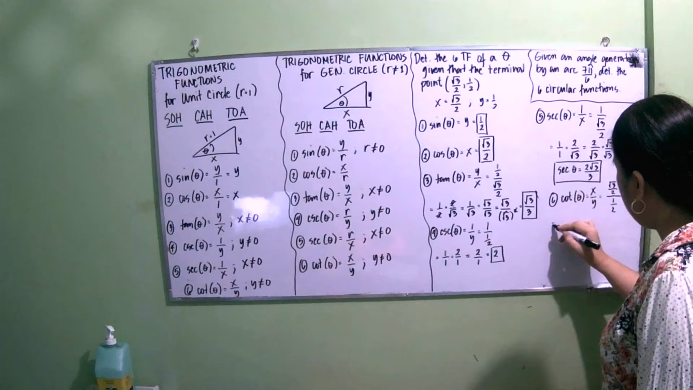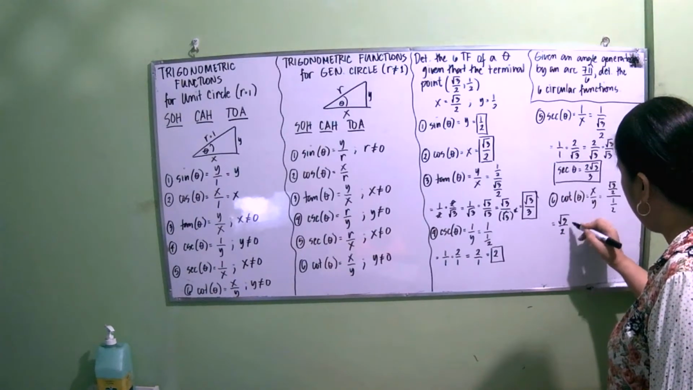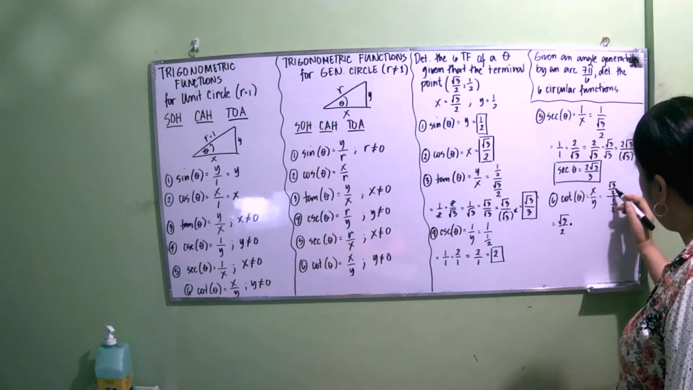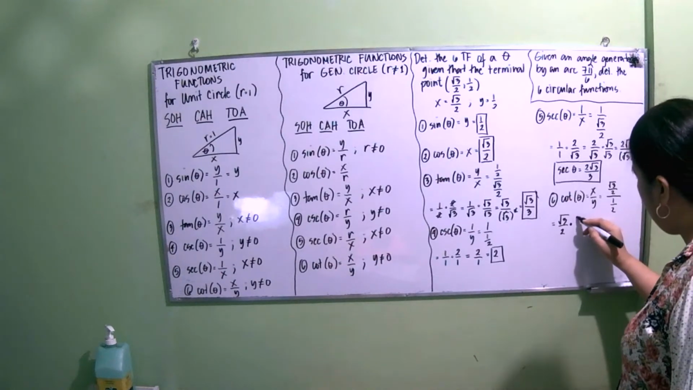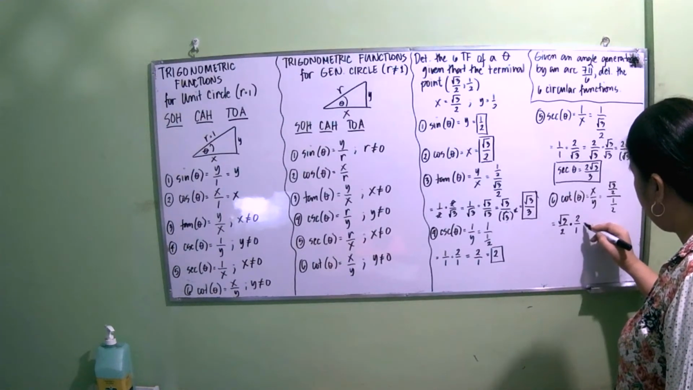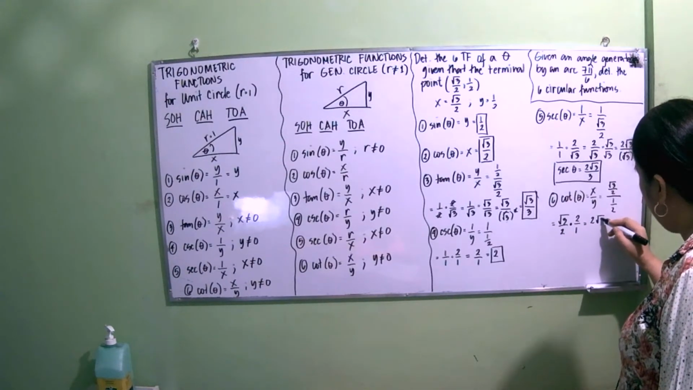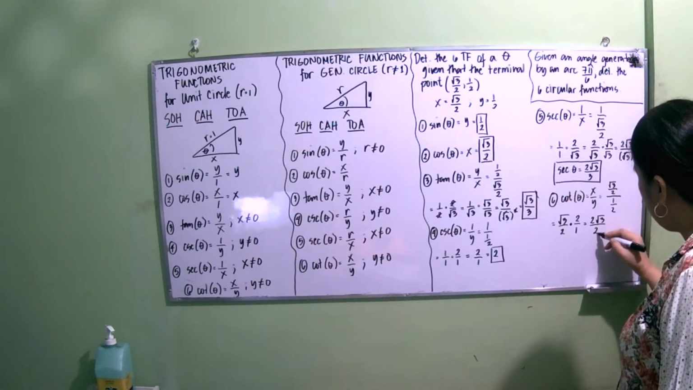Ayan, simplify ulit natin. So, we have yung denominator natin, square root of 3 over 2. Reciprocal natin yung denominator natin, so magiging 2 over 1. Square root of 3 times 2 will give us 2 square root of 3, all over 2 times 1 is 2.